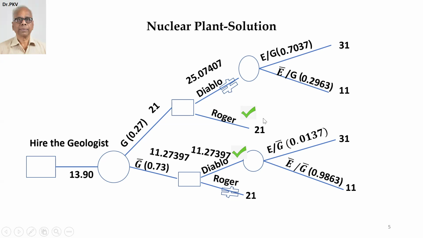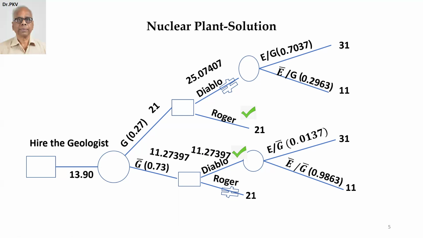But if you build it in Diablo, there could be earthquake, no earthquake, but here it is the conditional probability, posterior, earthquake given geologist predicts earthquake. And similarly, if the geologist doesn't predict earthquake, you still build a plant in Diablo or Roja, your choice. Earthquake occurs, earthquake doesn't occur, but here it will be earthquake given geologist predicts no earthquake. It is no earthquake given geologist predicts no earthquake. And these are the cash flows.